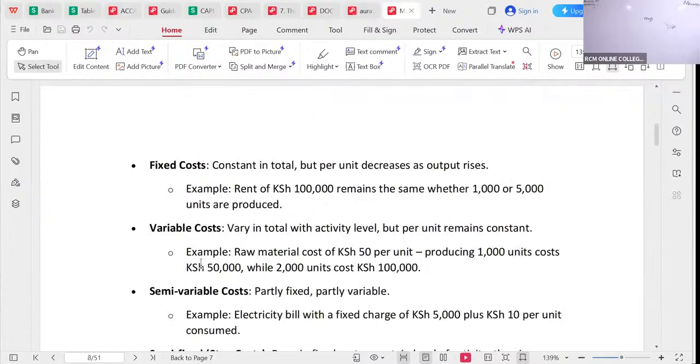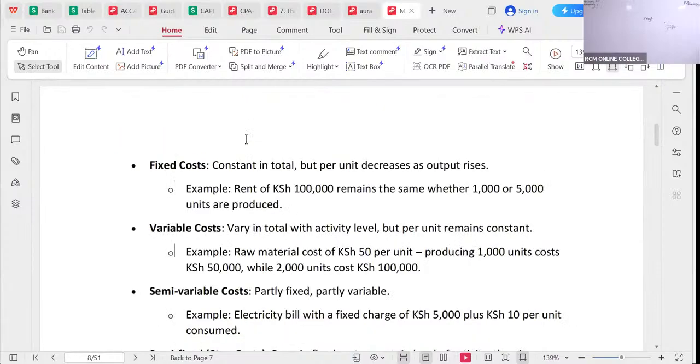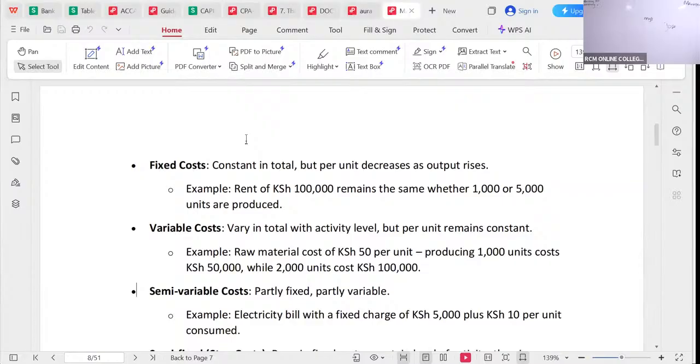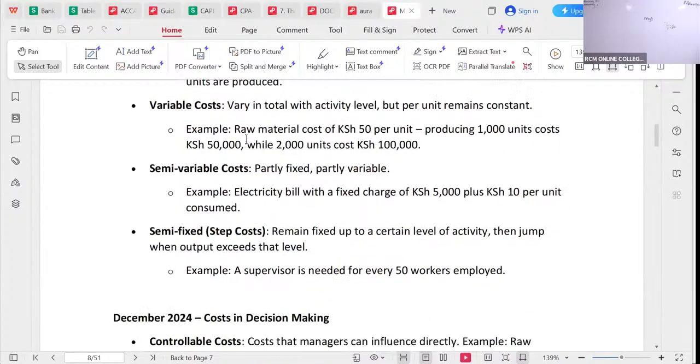Now we can go, ladies and gentlemen, to past paper questions. We start with April 2025, where they asked us about cost behavior. Basically they asked us about cost classification according to behavior, of which we have fixed costs, variable costs, semi-variable, and then semi-fixed, what they're also calling step costs.